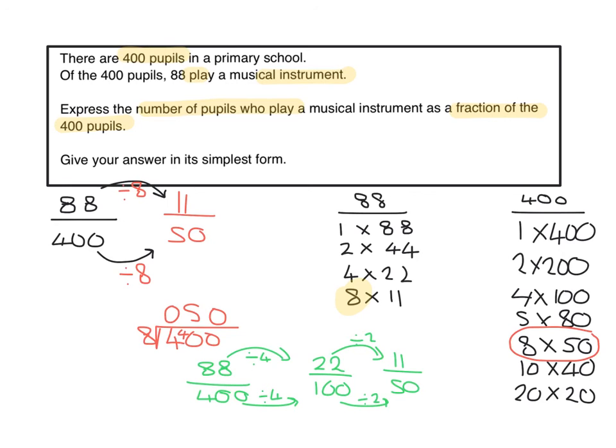But you need to make sure that you've got it down to its simplest form. Doing it using the factors, so this way, make sure you've used the biggest number and make sure it's got to its simplest form.